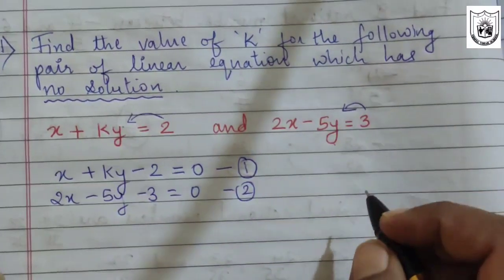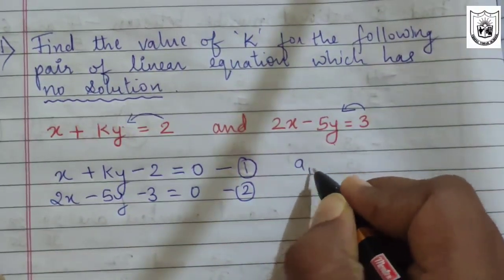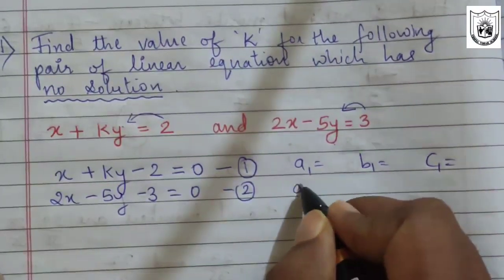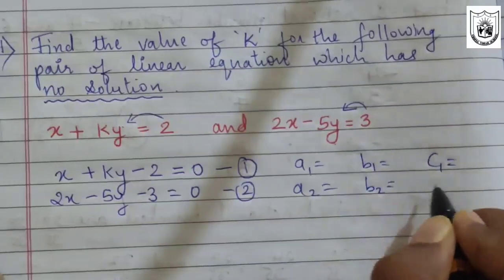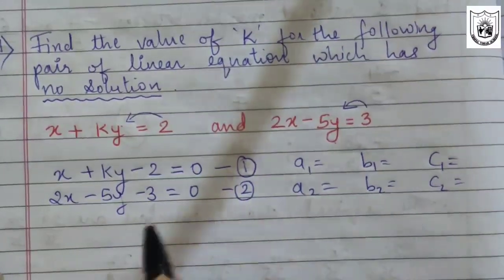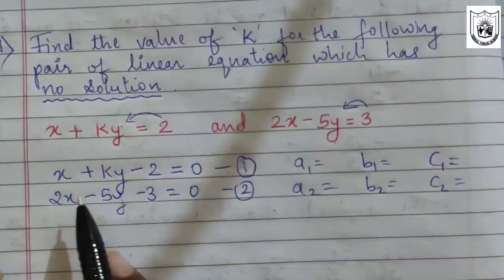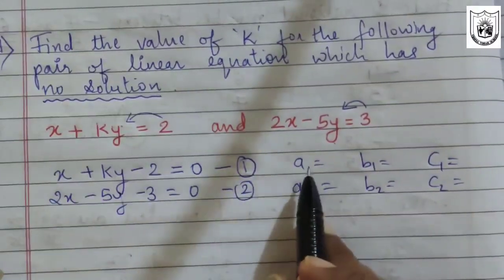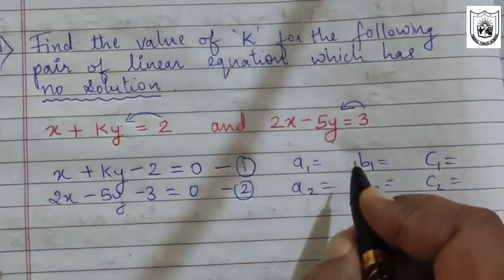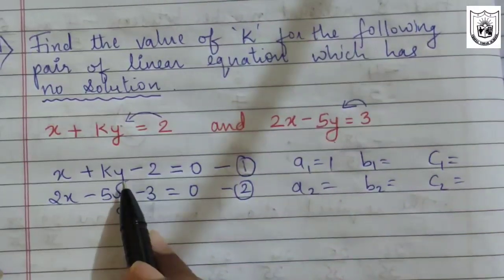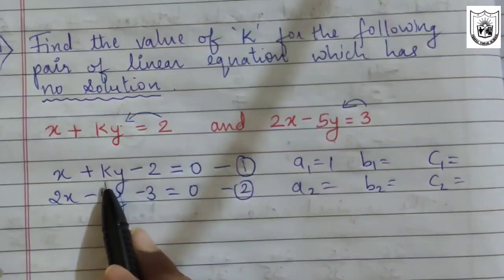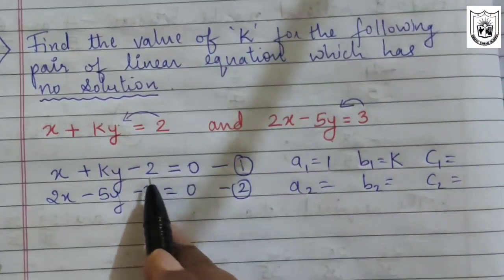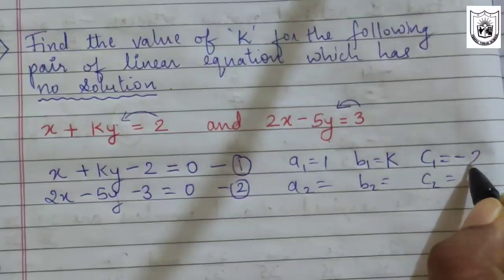So from this, we will write what will be our a1, b1 and c1. Similarly, what will be a2, b2 and c2. We have learnt in the last video that a1 is the coefficient of x, b1 is the coefficient of y, and c is the constant number. So look at the first equation. a1, coefficient of x, no number here, meaning it is 1. b1 is the coefficient of y, so here we don't have any number, we have a variable that is given, so that will be k, and c1 is the constant number, that is minus 2.